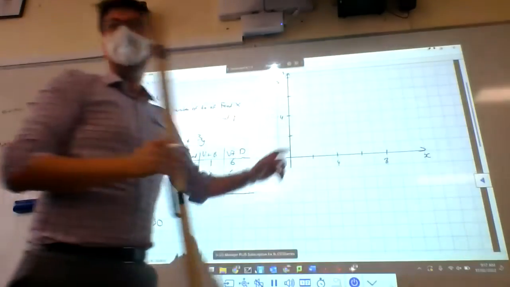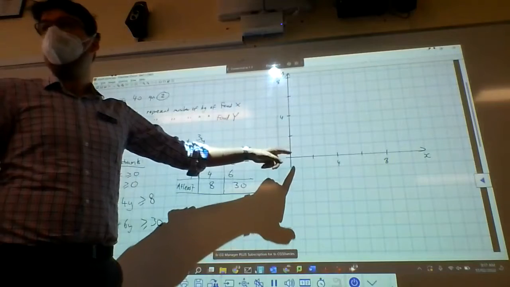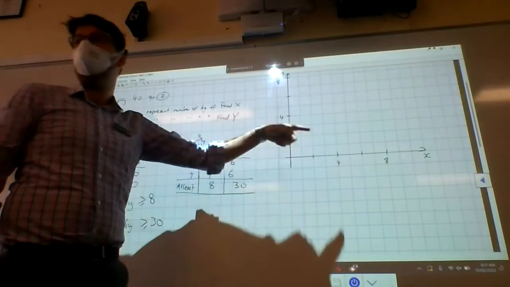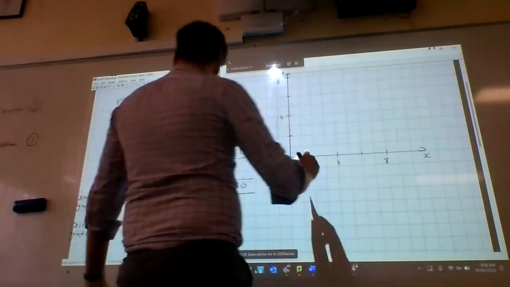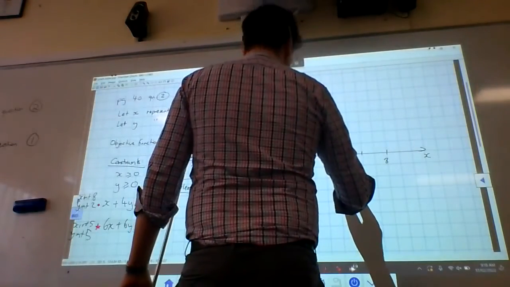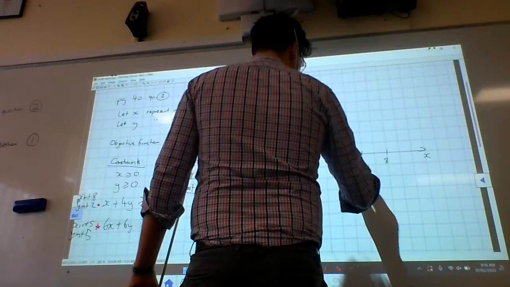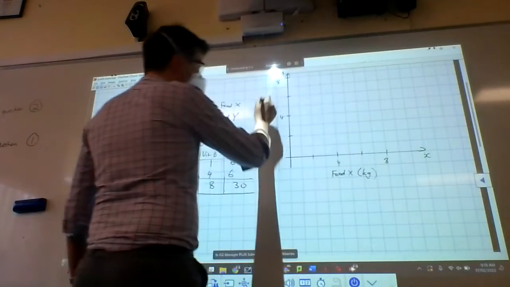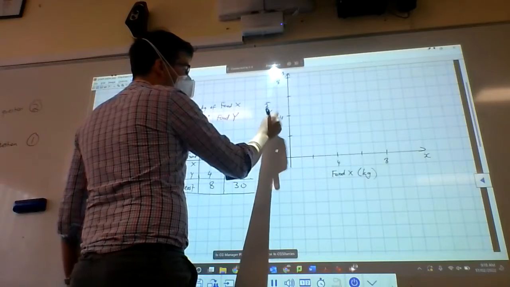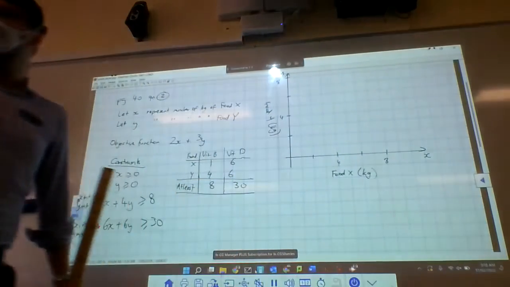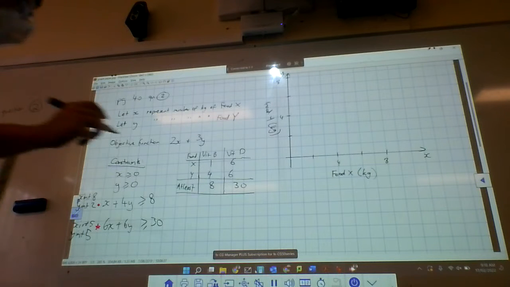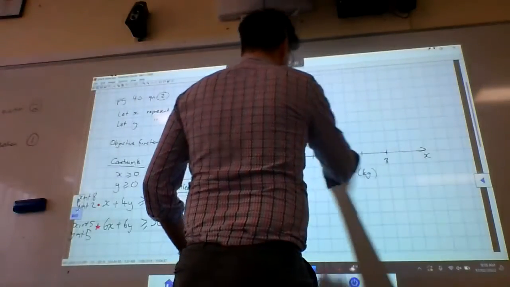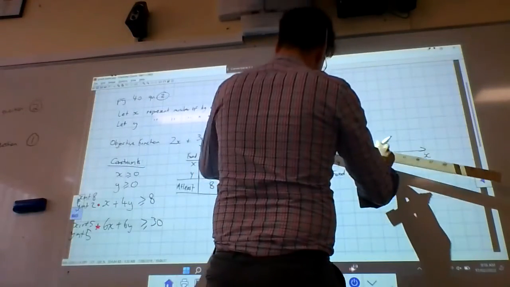Now, things that you get marked on in your test. Have you labelled your x-axis and your y-axis as x and y? Yes. Have you labelled them in words? Food, x, kilograms. Food, y, kilograms. You got that? Now we need to draw the graphs. 8, 2, and then join them together.